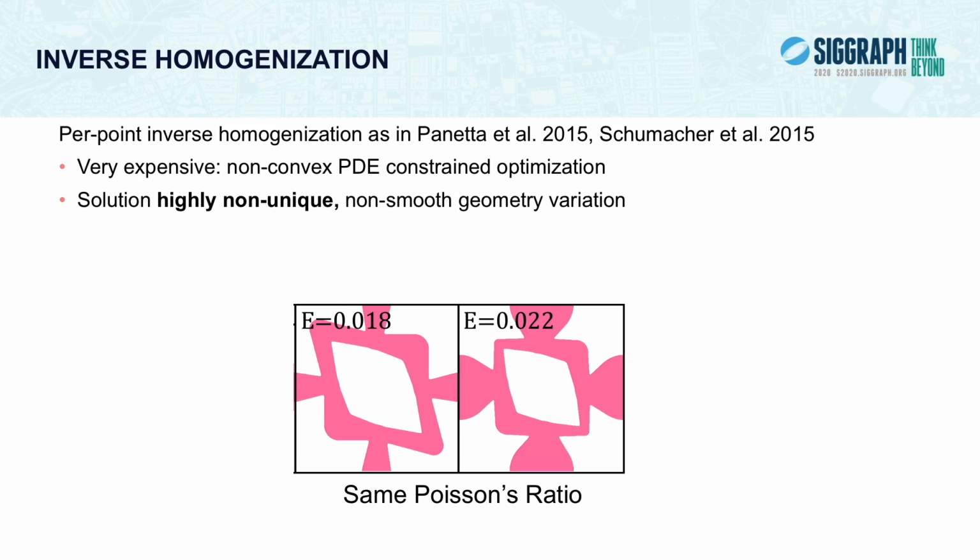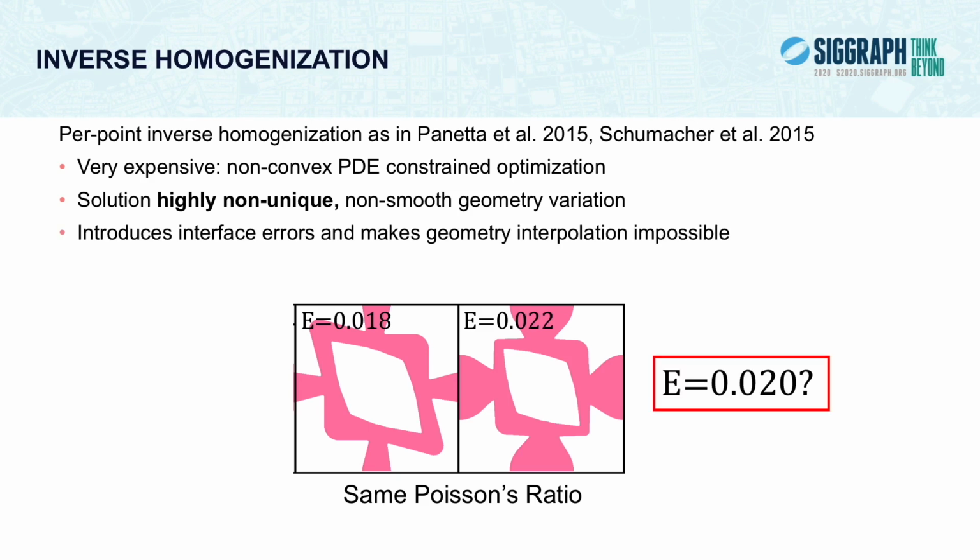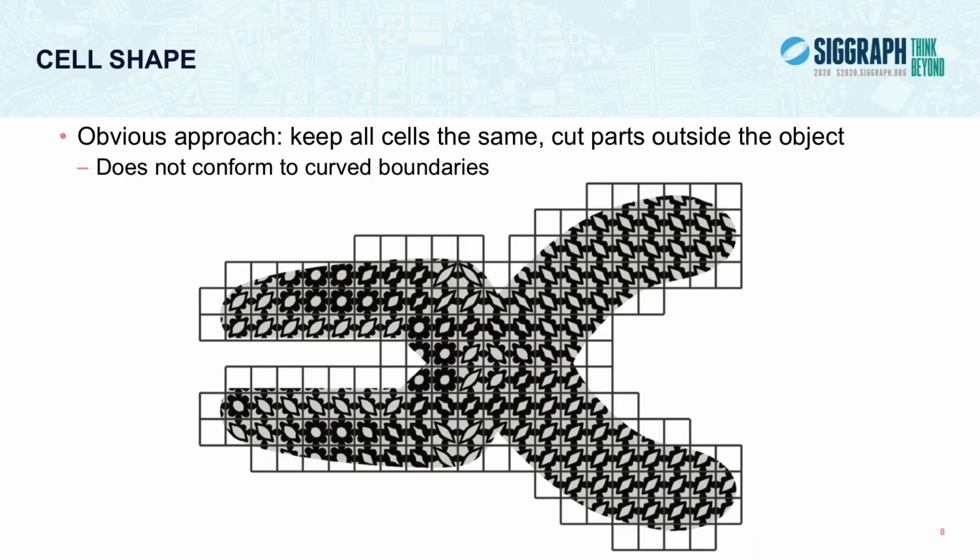Notice in the example how for the same Poisson's ratio, geometries for Young's modulus equal to 0.018 and 0.022 are very different, even though the materials are very close. In this case, the shape in between obtained by interpolating geometry is likely to have very different properties and not the intermediate ones. Also, when tiling cells in an object, we can face interface errors and sometimes even disconnections.